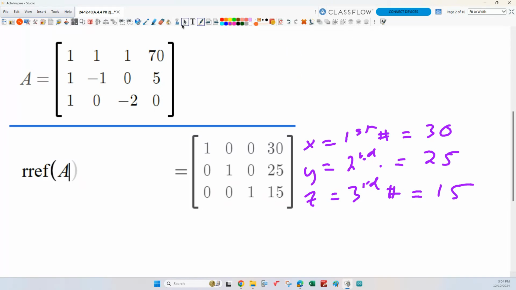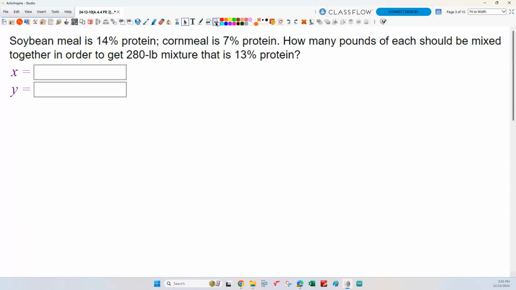So now that's one type you could see. Here's another type. So this is a mixture type. You see these all the time. This is something we do a lot of times with linear systems. So you'll do stuff like this in chemistry. Okay.